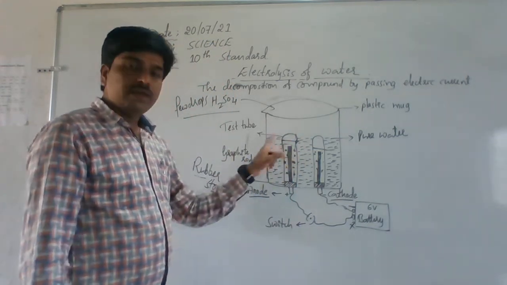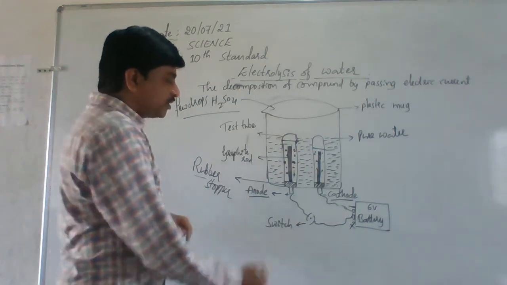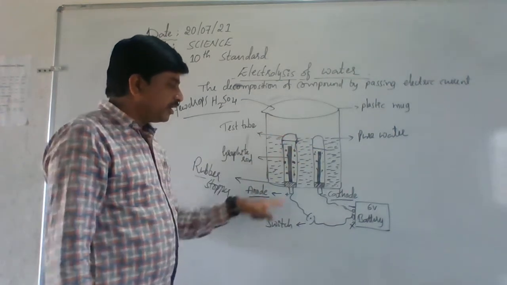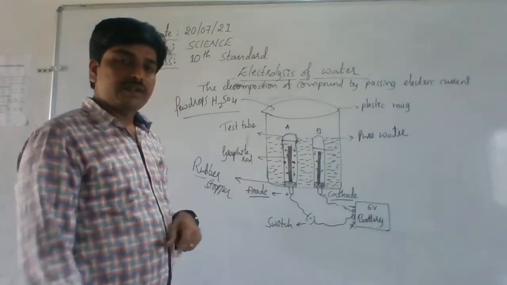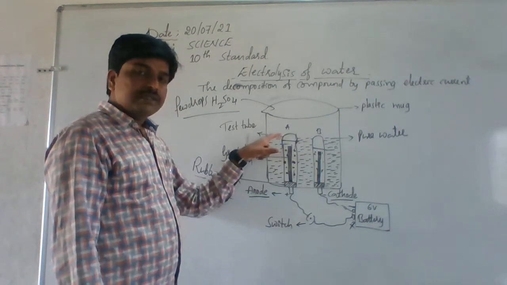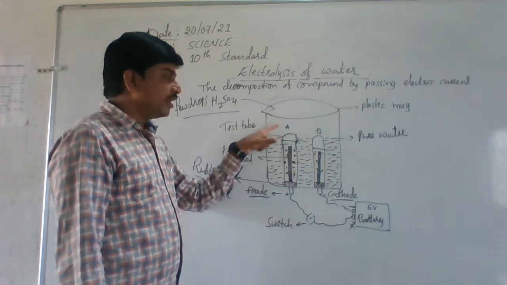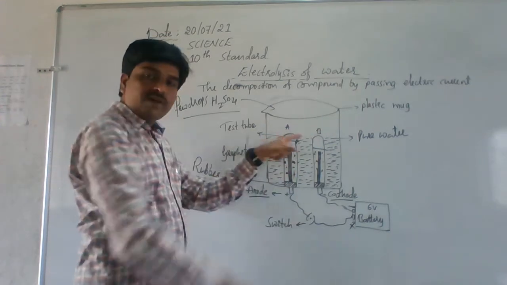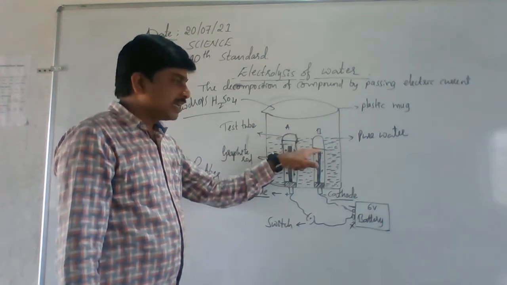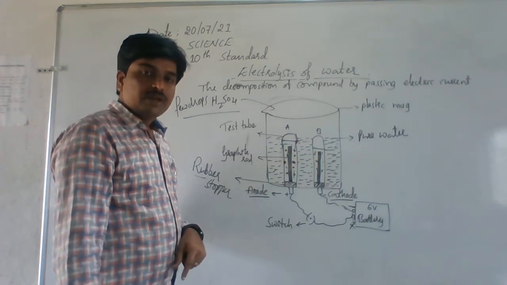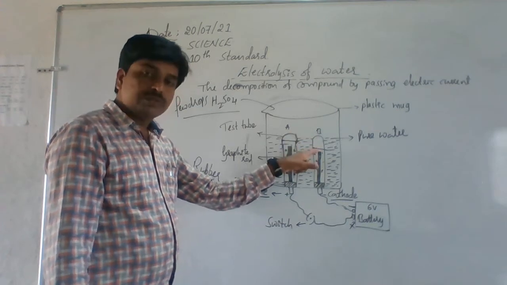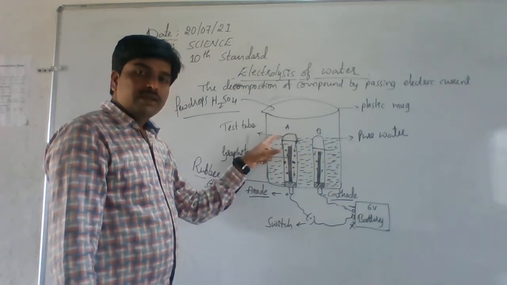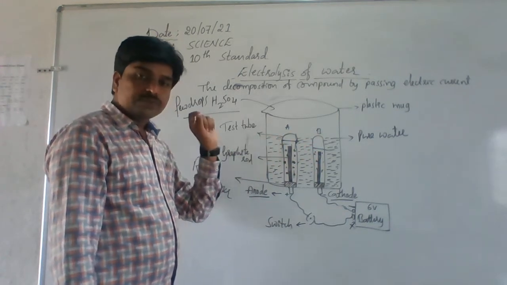In both test tubes, gases are collected. Observe the gas collected in test tube A. This is the A test tube, this is the B test tube. Understand? The volume of gas collected in the A test tube is half of the volume of gas collected in the B test tube. That means the volume of gas collected in the B test tube is double the gas collected in the A test tube.